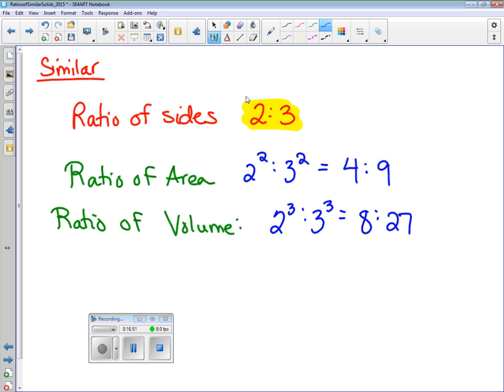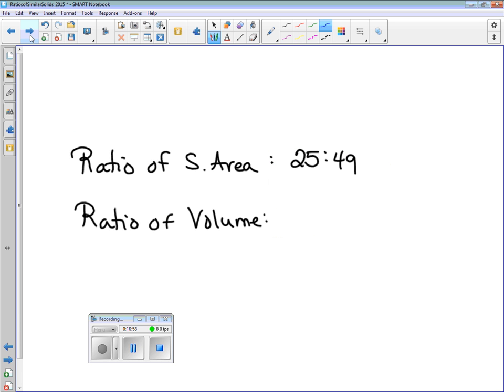All right, good enough. But I'm not always given the ratio of the sides. What if this time I give you the ratio of the surface areas, and I want you to find the ratio of the volume? Little different of a question. So again, I'm giving you the areas ratio. I want you to find the volume ratio. Think back to what we just did in the previous problem.